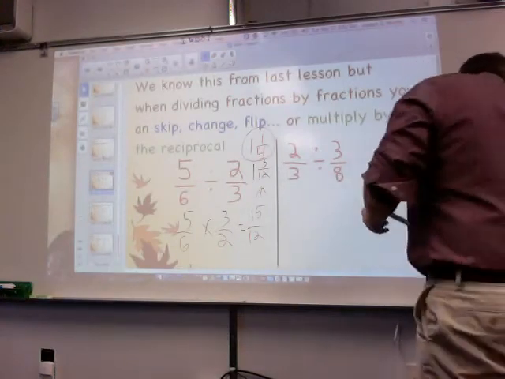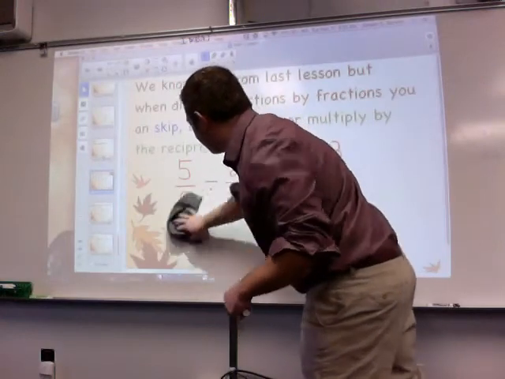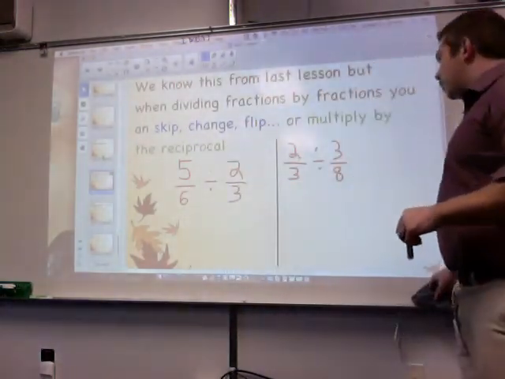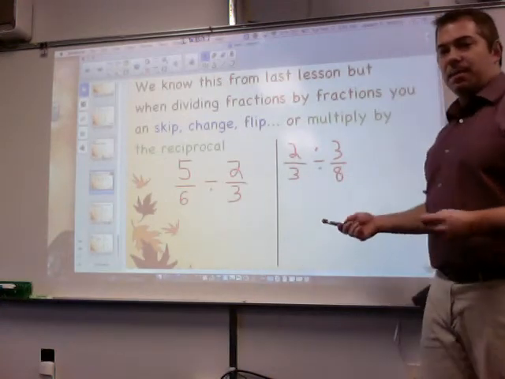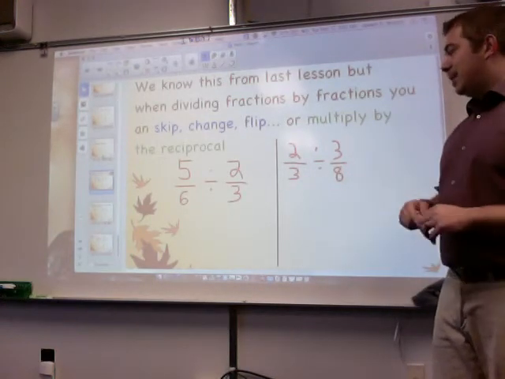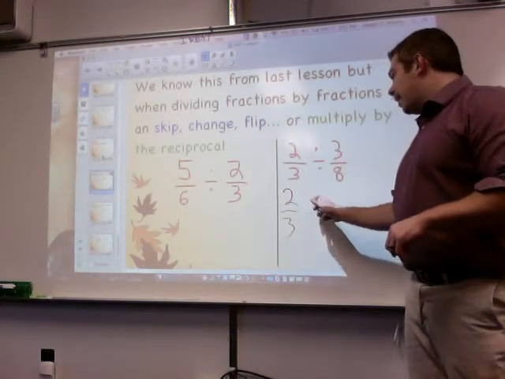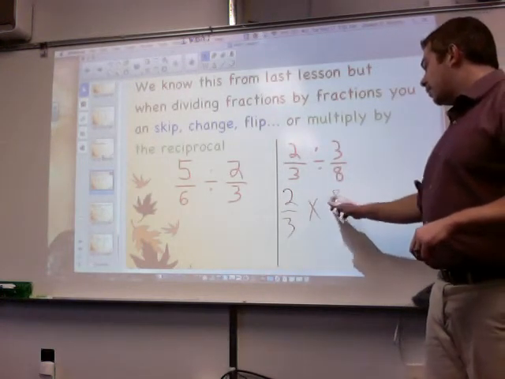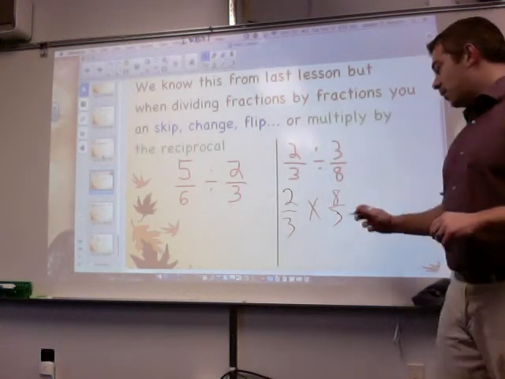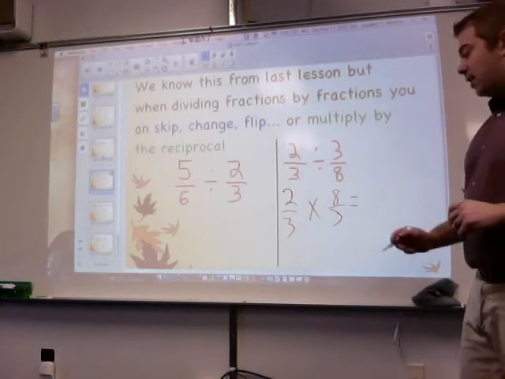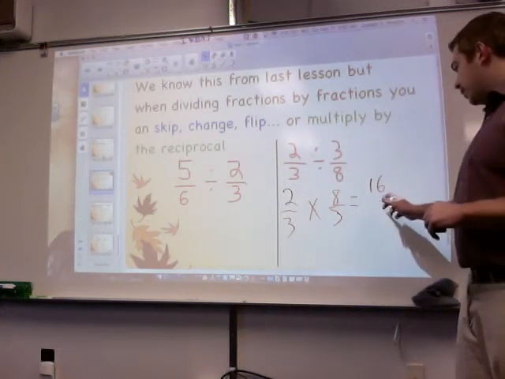Okay? Let's take a look at the other side. Just one more example here. 2/3 divided by 3/8. Well, I skip, change, flip on that one. This one I'm going to multiply by the reciprocal, which means the same thing. So I'm going to rewrite it below as 2/3 times 8/3, because 8/3 is the reciprocal of 3/8. I multiply it out. 2 times 8 equals 16, and 3 times that 3 over there equals 9.